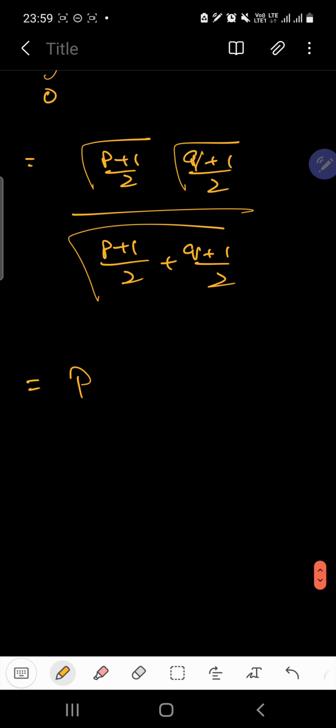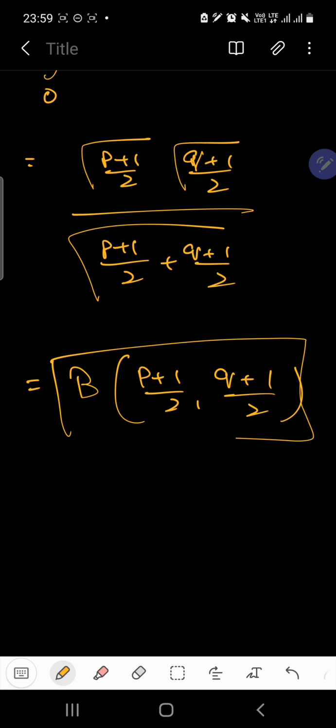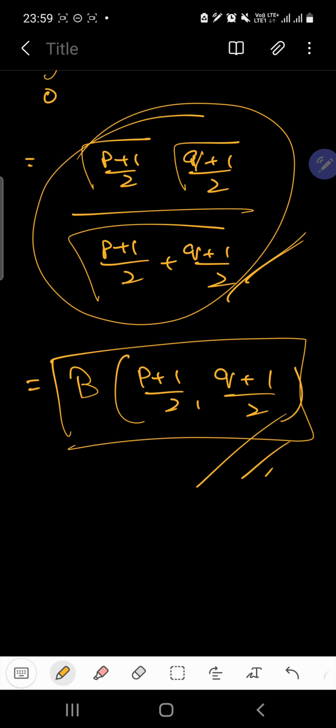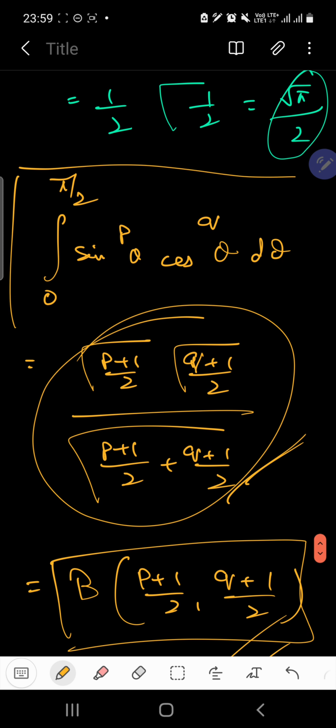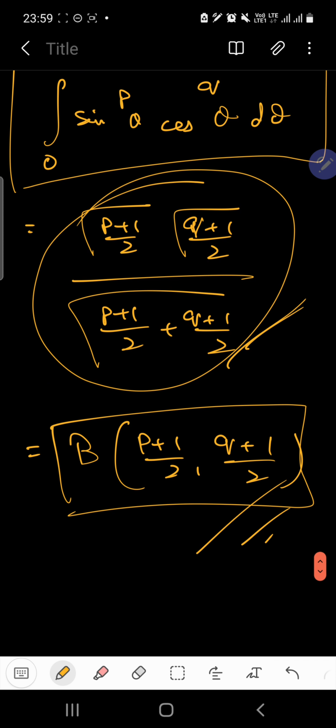That is, this can actually be written as beta of p plus 1 over 2, q plus 1 over 2. You can memorize it in either way. You can memorize this directly, or you can memorize this via this. Basically, if you have an integration of this form, with limits 0 to pi over 2, sine to the power p theta and cos to the power q theta d theta, then this integration gives you the result beta of p plus 1 over 2, q plus 1 over 2.